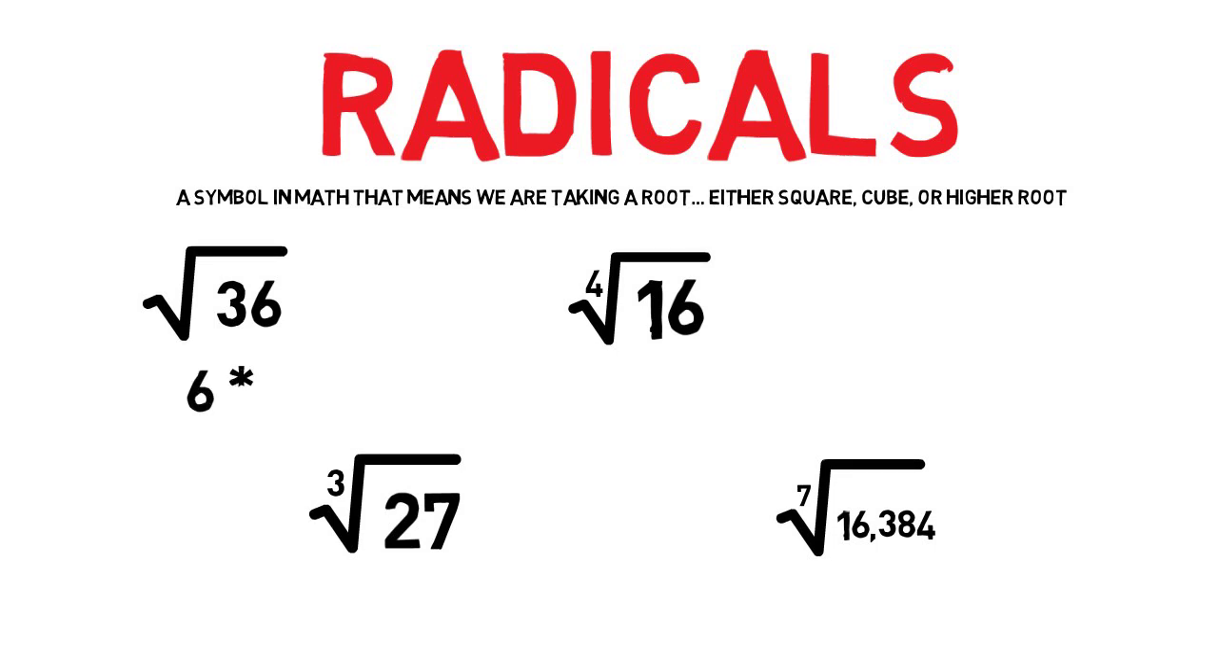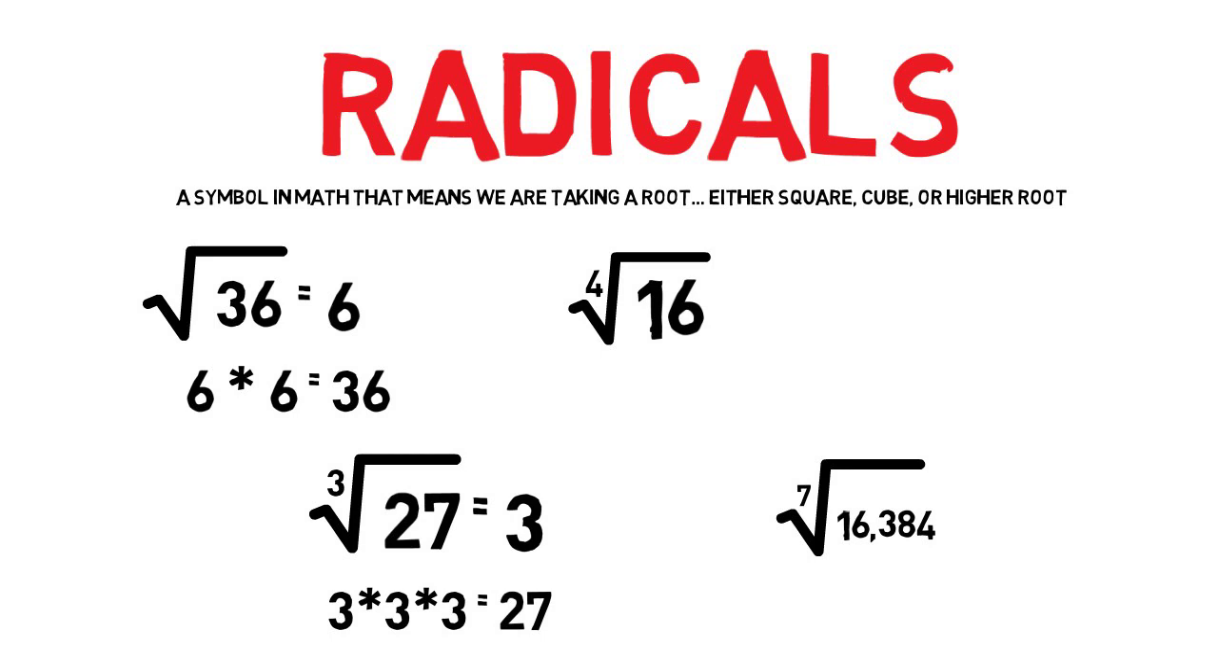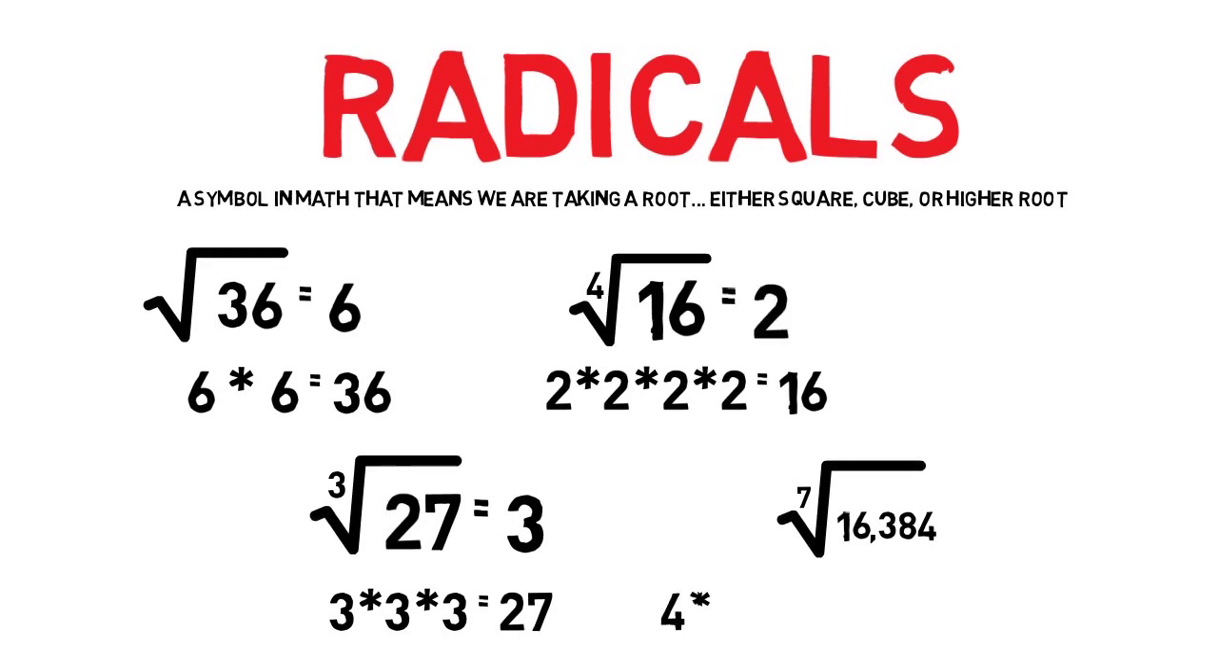So how do we find roots? Well, for a square root, it's any number that's multiplied by itself that equals that number. So for 36, we have 6 times 6, which equals 36. Cube root, we have a number that's multiplied 3 times. Fourth root, that's multiplied 4 times to equal that number. And then a seventh root, it's a number that's multiplied 7 times to equal the number inside the radical.